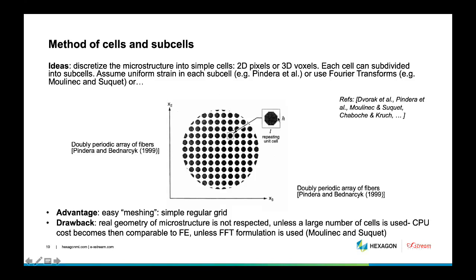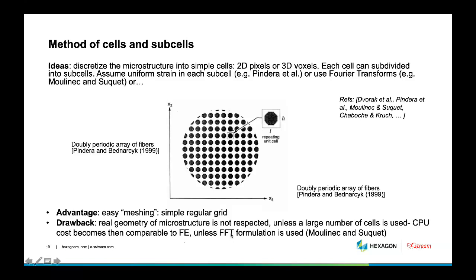So you see here, we have grids for circular fibers, continuous fibers, the cross section embedded in the matrix. And the advantage, of course, is that you don't have to do meshing, just a simple regular grid. But the drawback is that you won't respect the correct interface, so you don't have here a circular boundary of your cross-section of the fibers, unless you try to approach it by increasing the number of grids. But if you increase the number of grids, of course, you increase the CPU time, and it then becomes comparable to finite element. However, there is a very powerful method called FFT, for fast Fourier transform.